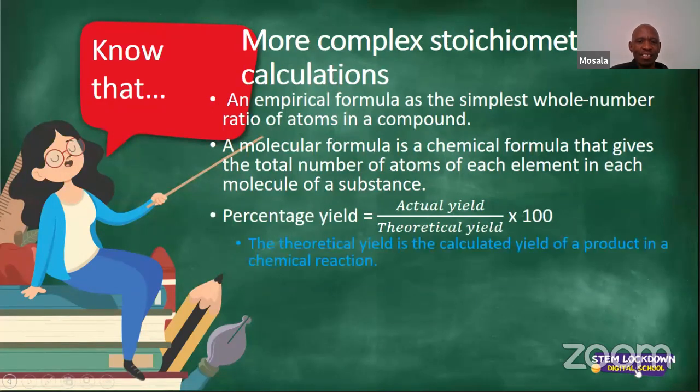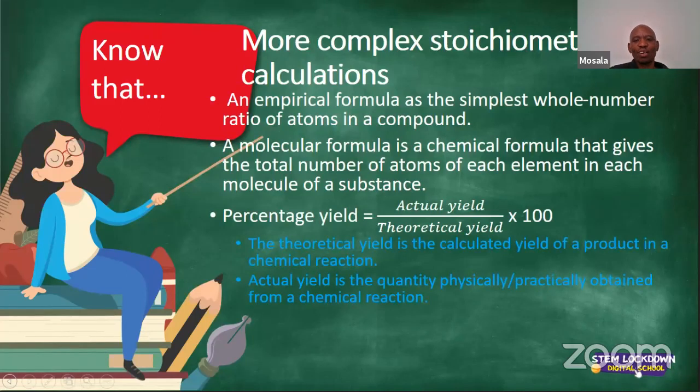And then the theoretical yield is the yield of a compound that has been calculated from a chemical reaction. It is the one that we calculate. And then the actual yield is the quantity that is physically or practically obtained.